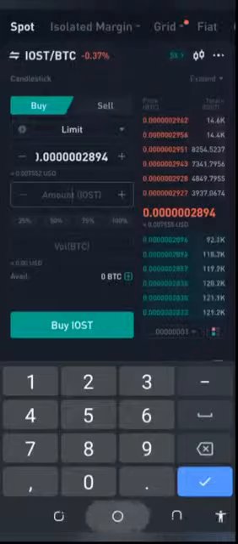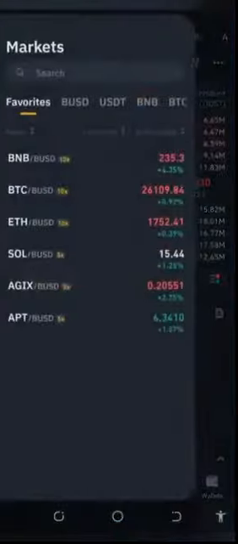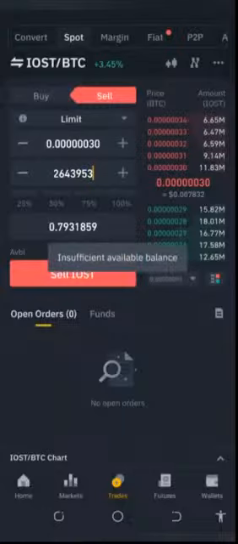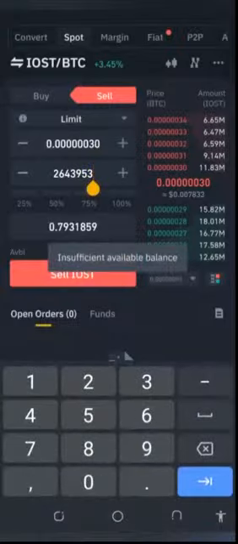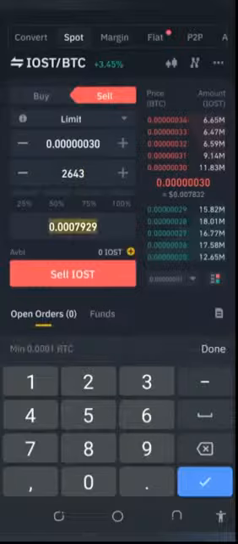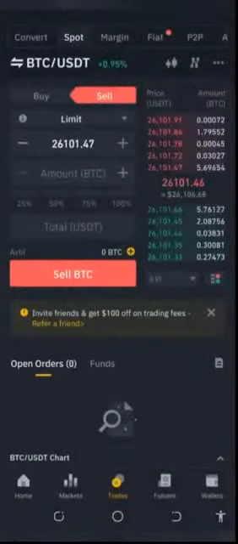So let's run over to Binance quickly. Let's quickly run over to Binance, and yeah, we're currently on IOST BTC. So now let's paste that in here. Now you can see what I'm talking about. So you have to delete the last 3 digits, which was after the decimal point. So we were able to get 0.007929. Looks like that's good. So let's cut that and quickly go and see how we're going to sell this to BTC. Sell this to USDT.